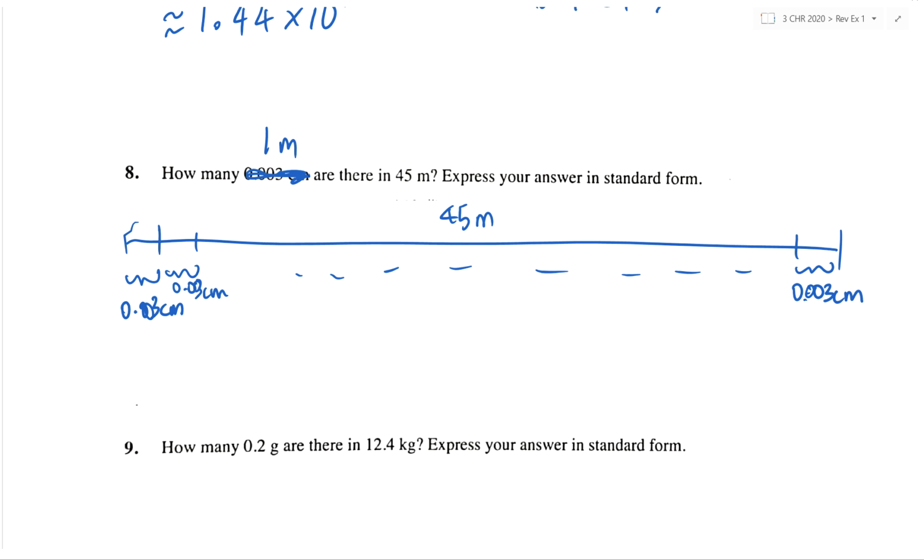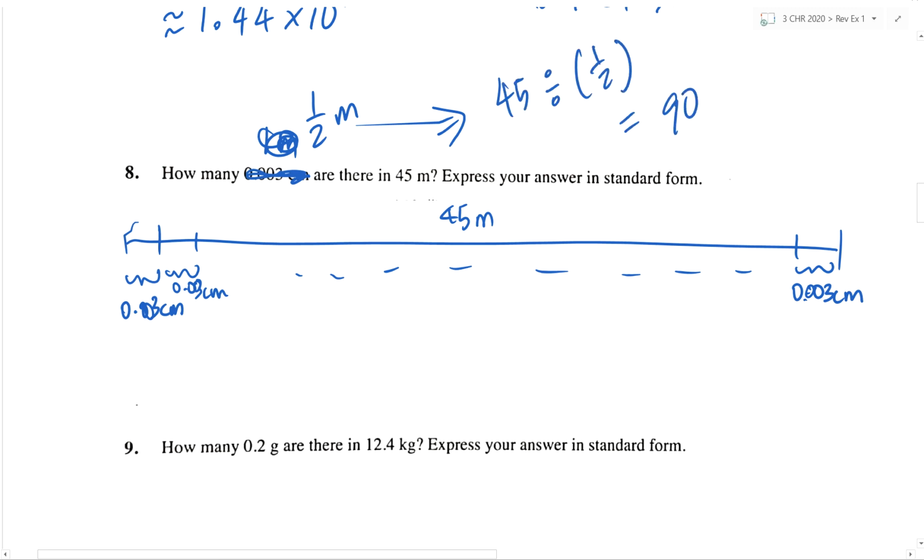You get 45. What if I ask you, how many half meters are there? How many of a half meters are there inside 45 meters? So what you will need to do will be 45 meters divided by half a meter. And we get 90. So we use some numbers that we are comfortable with to get an idea of how to do it. So now instead of half a meter, instead of 1 meter, we need to use 0.003 cm.